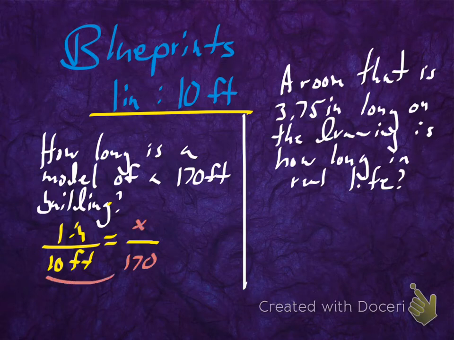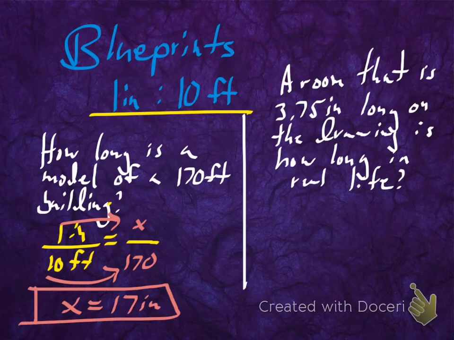Now hold on a second. You can probably do this one without cross multiplying. What do I do to 10 to turn it into 170? Times it by 17. Good. So multiply the top by 17. And so the question is going to be how many inches would the drawing be? And the answer would be, it'd be 17 inches.